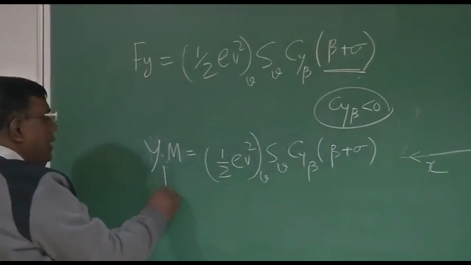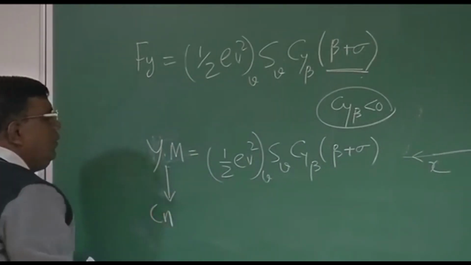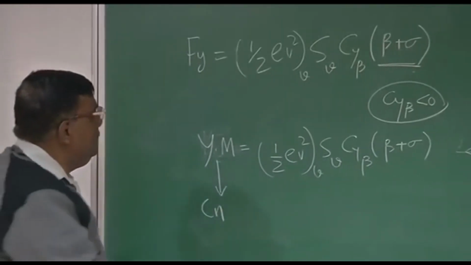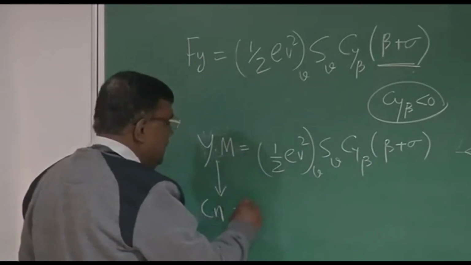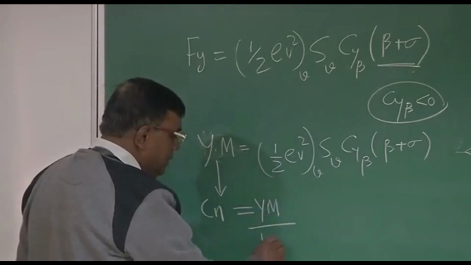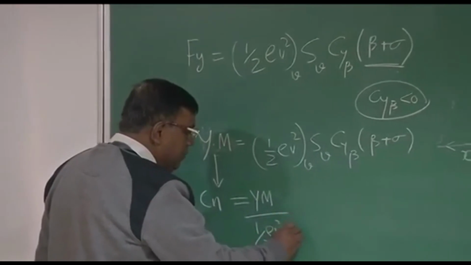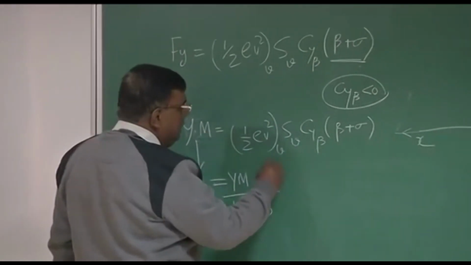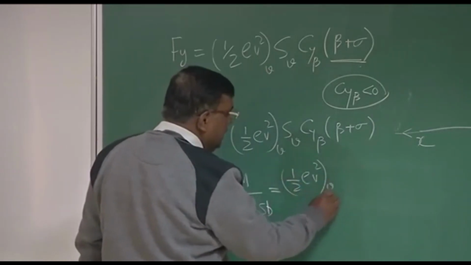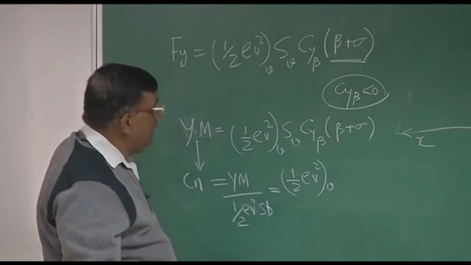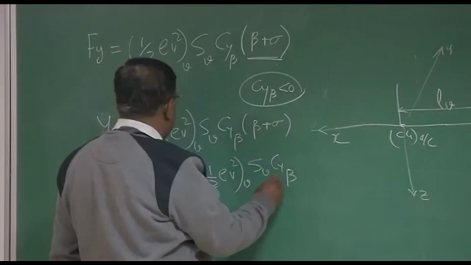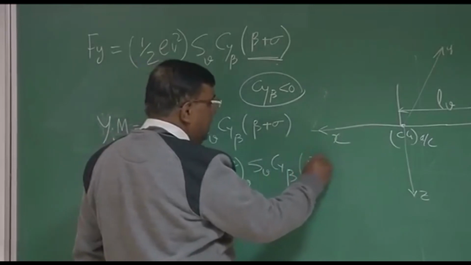So from the yawing moment, how do I come to Cn? You know that I have to divide the yawing moment by half rho v square Sb. So Cn equals the yawing moment divided by half rho v square Sb, where b is the span. So this becomes half rho v square at the vertical tail, this is the dynamic pressure at the vertical tail, into Sv into Cy beta into beta plus sigma.